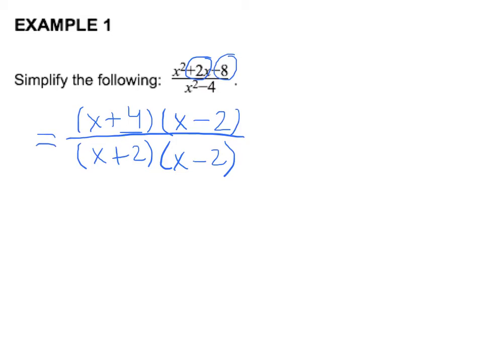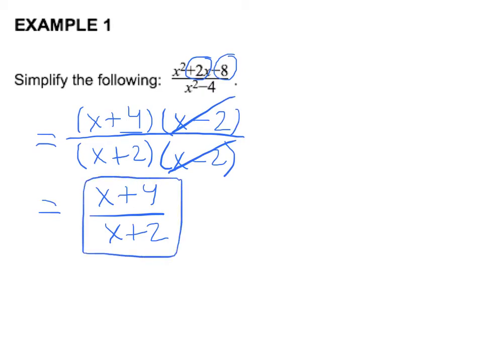And so then our second step, as described earlier, is to divide out any common terms. And we can see right away that x minus 2 is in both the numerator and the denominator, so they cancel out, and we're left with x plus 4 over x plus 2. And as a final check, we see that neither of those two terms have anything in common, so we can't cancel anything anymore, and therefore this is our final simplified form.